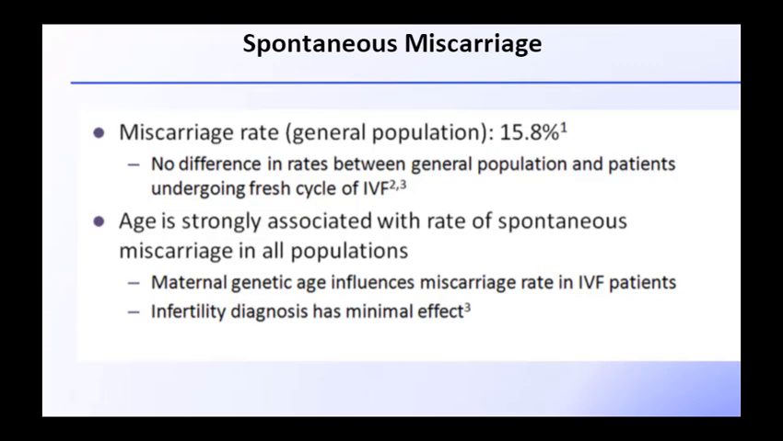The rate of spontaneous miscarriage in the general population is approximately 16%, according to data from the Centers for Disease Control and Prevention. Patients undergoing a fresh cycle of IVF do not appear to have a higher rate of miscarriage compared to age-matched women in the general population. Cycles with cryopreserved and thawed embryos possibly have a slightly higher rate of miscarriage than the general population. Age is the single most important factor for predicting the likelihood of miscarriage. In the case of IVF, the maternal genetic age is the most important determinant of miscarriage rate.